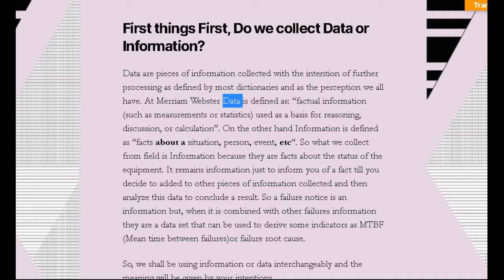So in the field, when we collect some checklists, when we collect some inspections, when we collect some information about a failure or something like that, we collect information. When we intend to analyze it, it's data. So data is some information collected and then we start analyzing it. So when we start analyzing it, it is data. So it's data analysis, not information analysis.